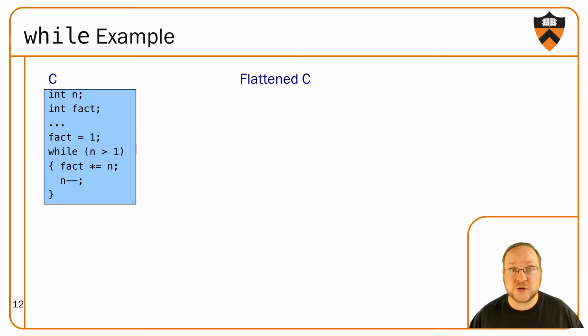So now we've seen conditionals. What about iteration? Here's a simple iterative program to compute n factorial. Pause the video and write out your flattened C.